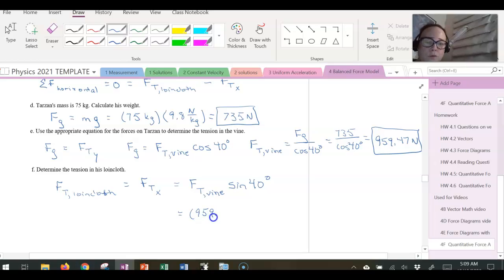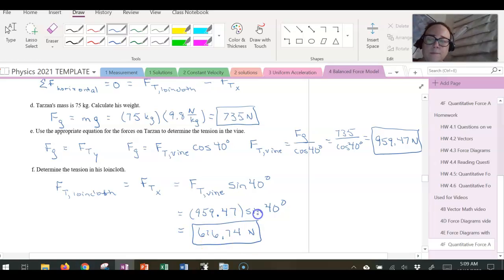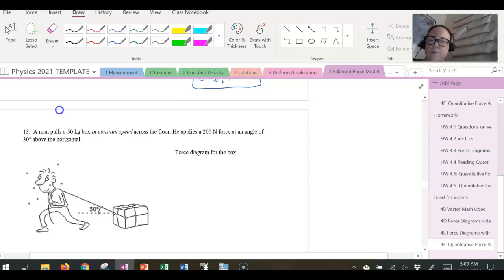I know the tension force in the vine now. We just found that, times sine of 40 degrees. Let's see what that is. So that must be 616.74 newtons. Okay, let's go do another example here.